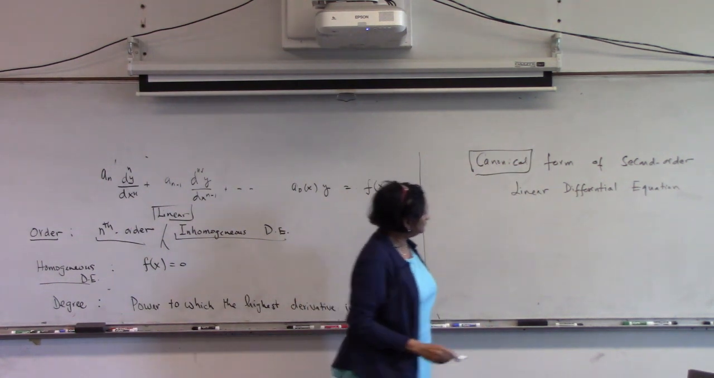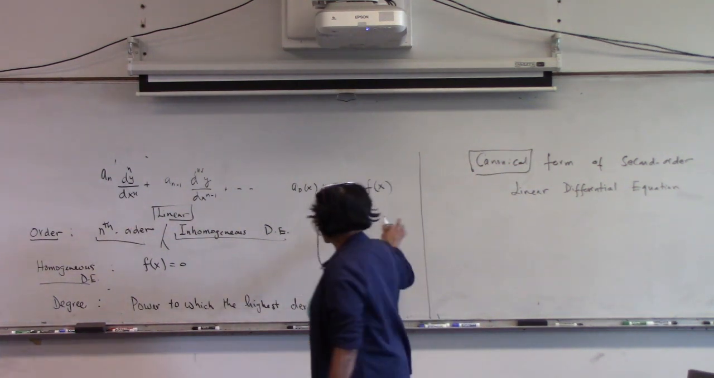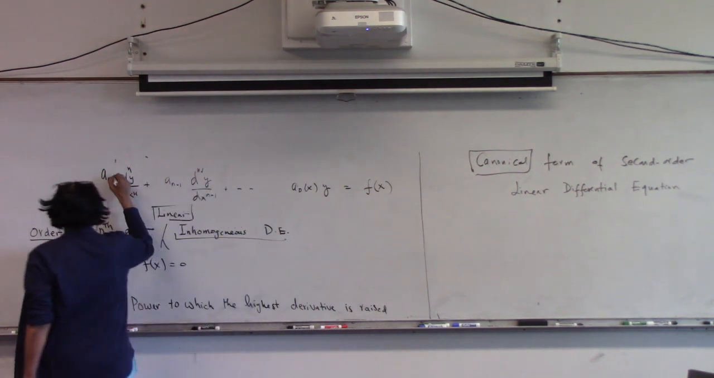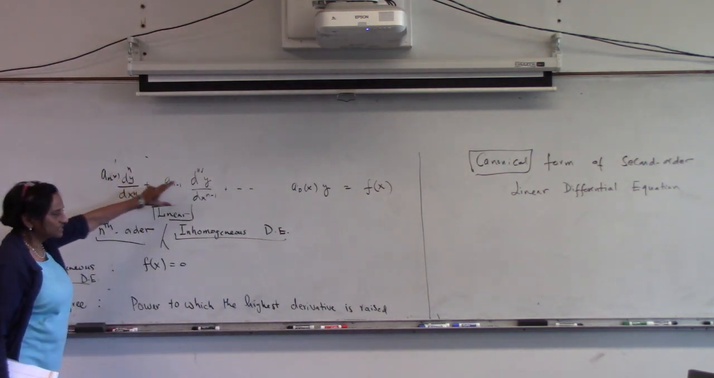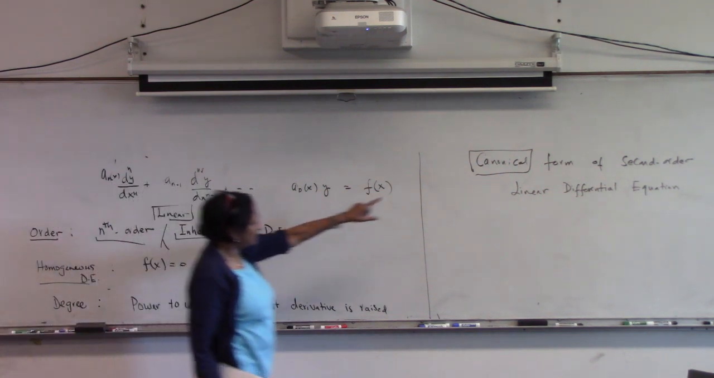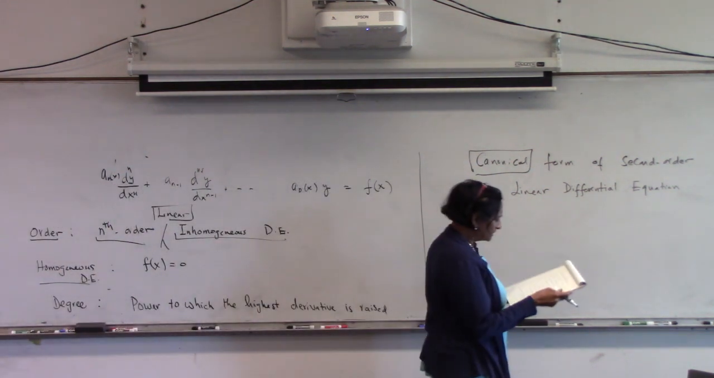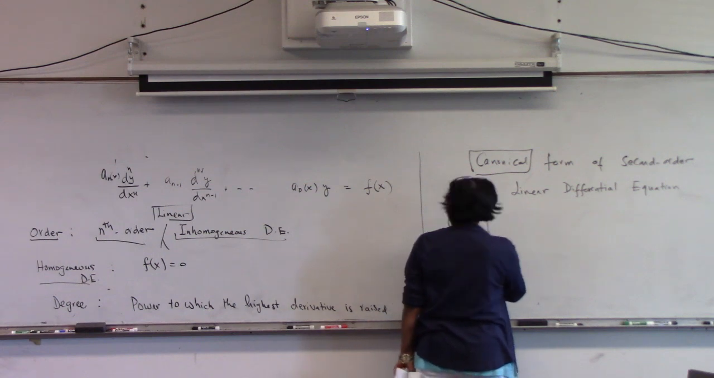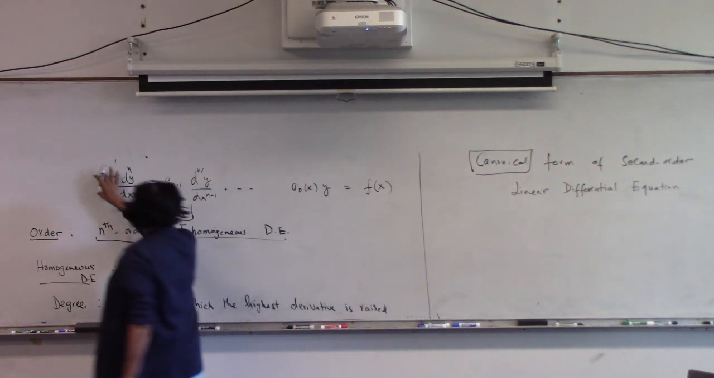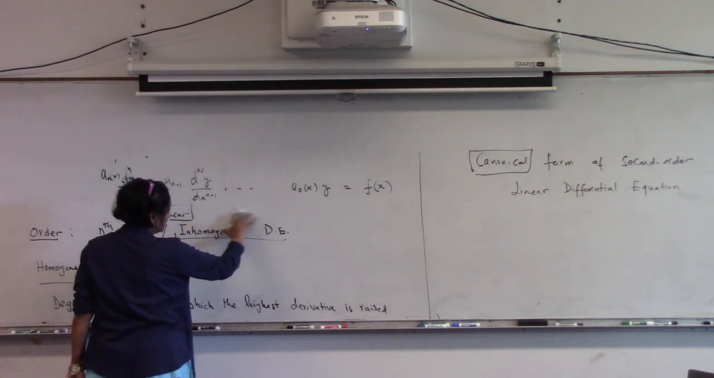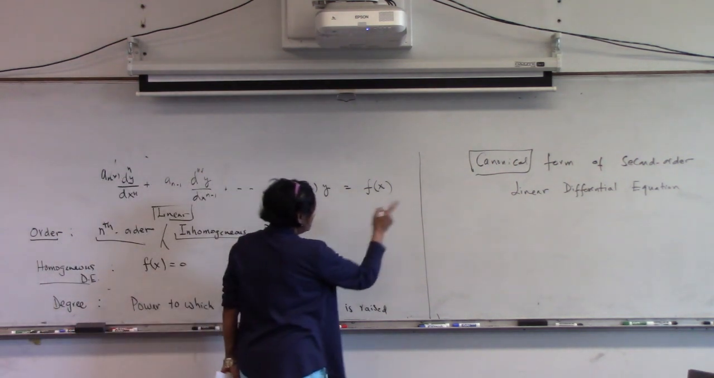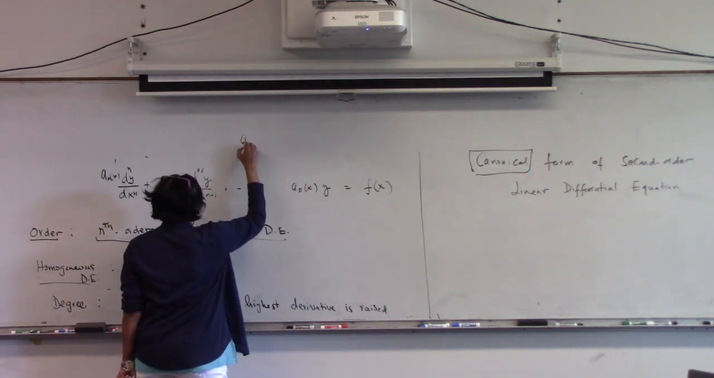I just want you to focus on that word. In general, you may have some coefficients multiplying each of these derivatives. In the canonical form of the second order differential equation, we will divide through by whatever is the coefficient of the second derivative. So if you wrote it generally, this is what it will look like.